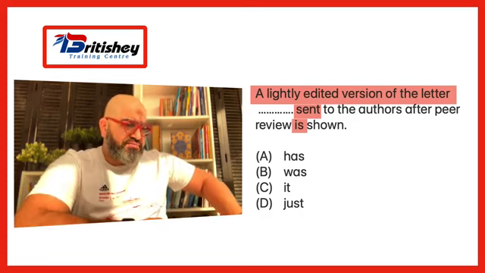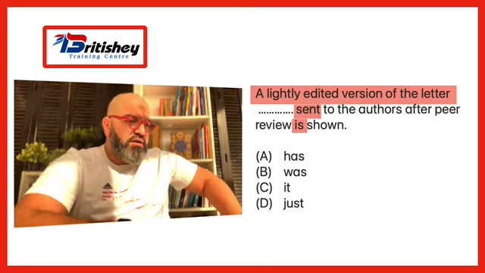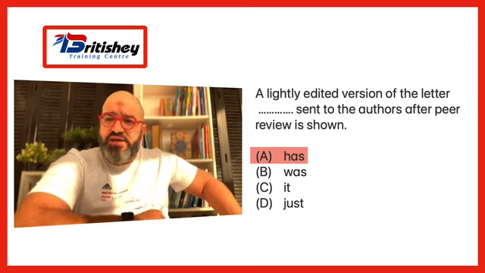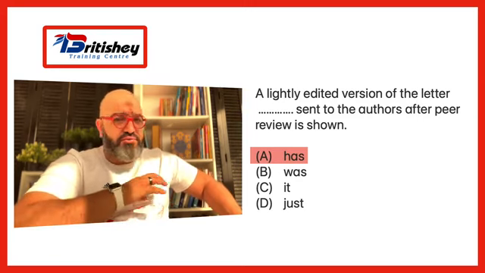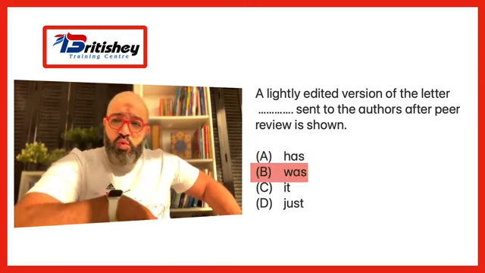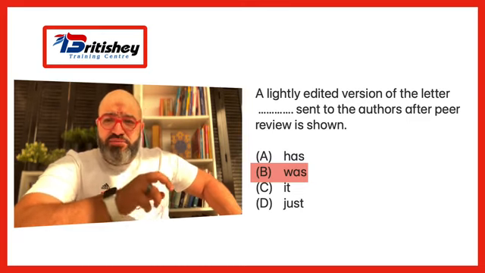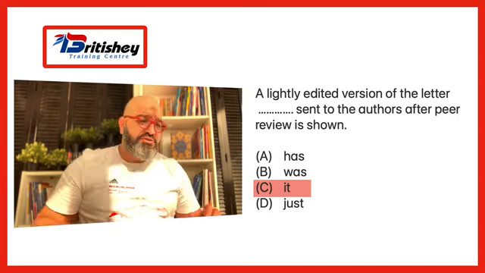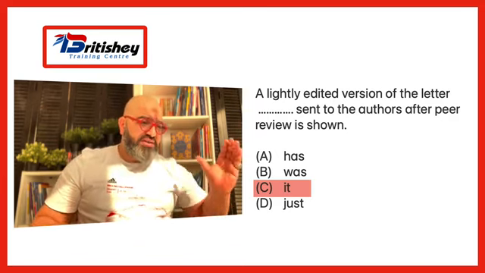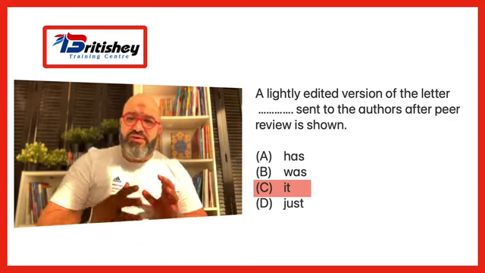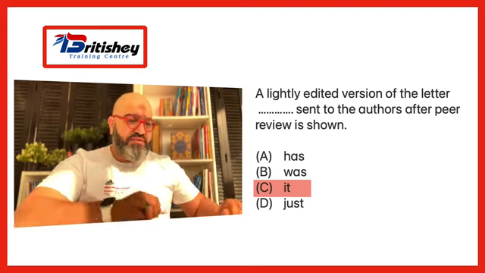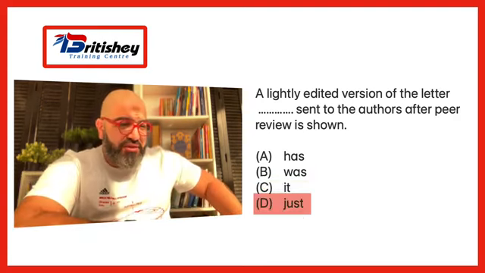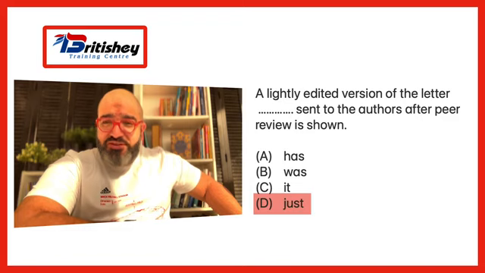Let's have a look at this. "Has." No, we can't say that because "has sent" would be a verb. We don't need a verb. "Was sent" would be a verb as well. We don't need a verb. "It" would be a double subject because we already have "a lightly edited version of the letter." We don't need another subject. And finally, "just." That's a good answer then.